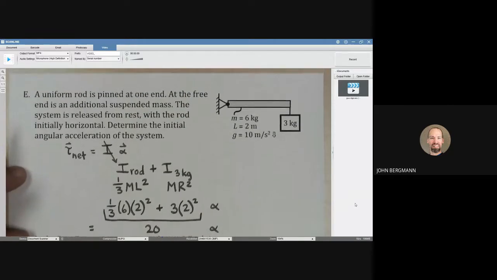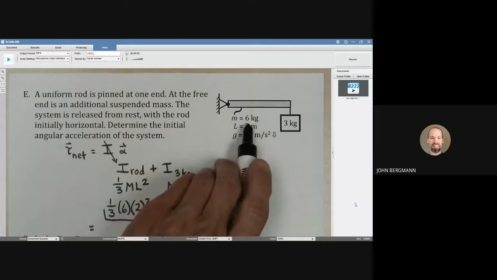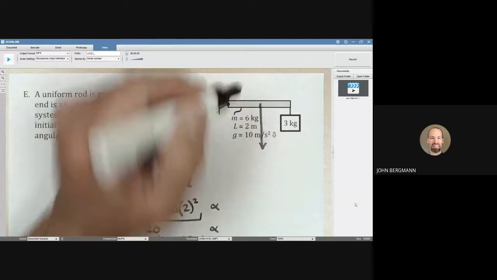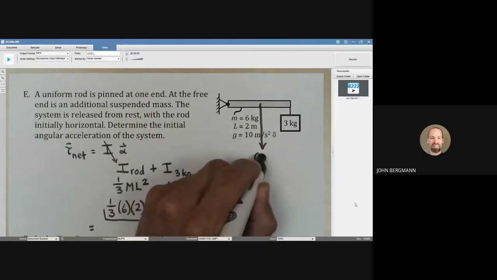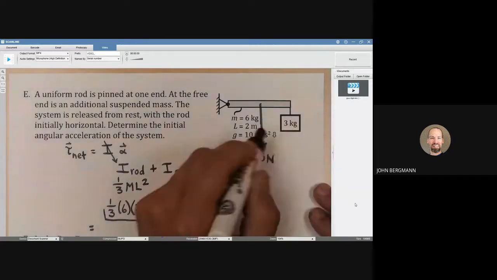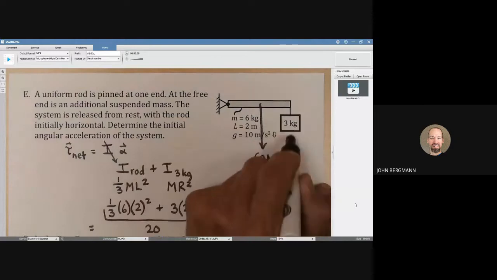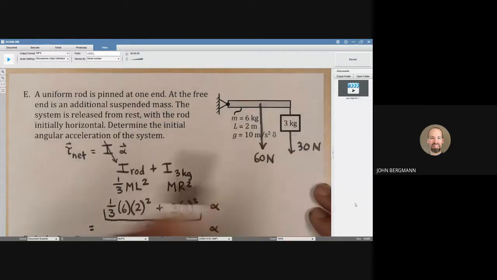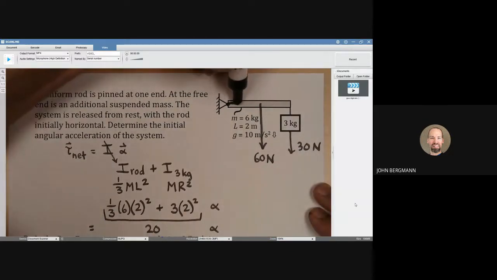The net torque, let's look at the picture again. What we have here, if I can scribble over the picture a bit, is the mass of this rod is 6 kilograms, which means it's effectively going to have a weight of 60 newtons right there at the center for the purposes of determining the total torque. And on the end here, this 3 kilogram mass is going to be pulling down with a force of 30 newtons. So we've got one lever arm for the rod, and then another lever arm for the 3 kilogram mass.